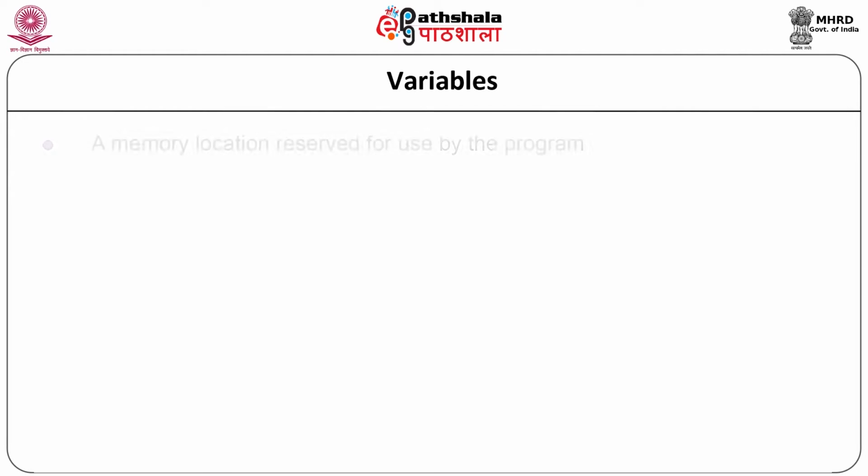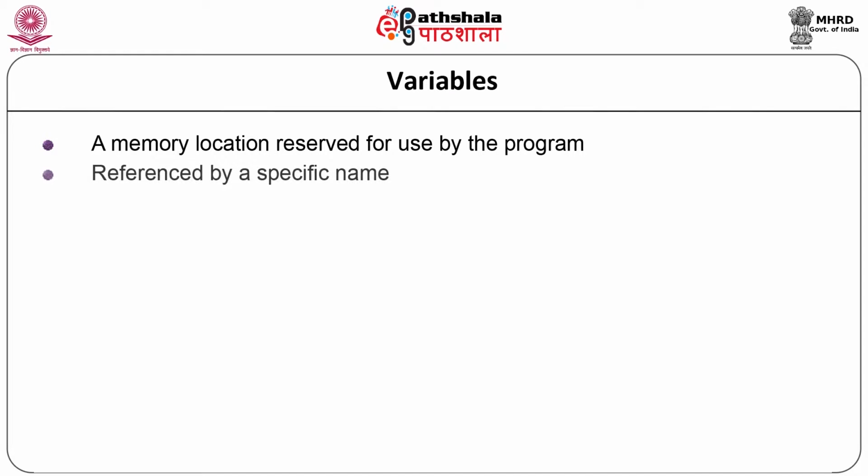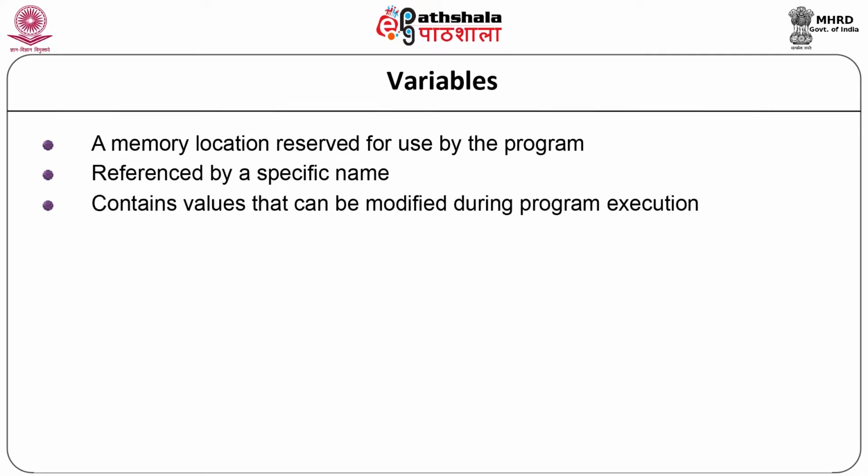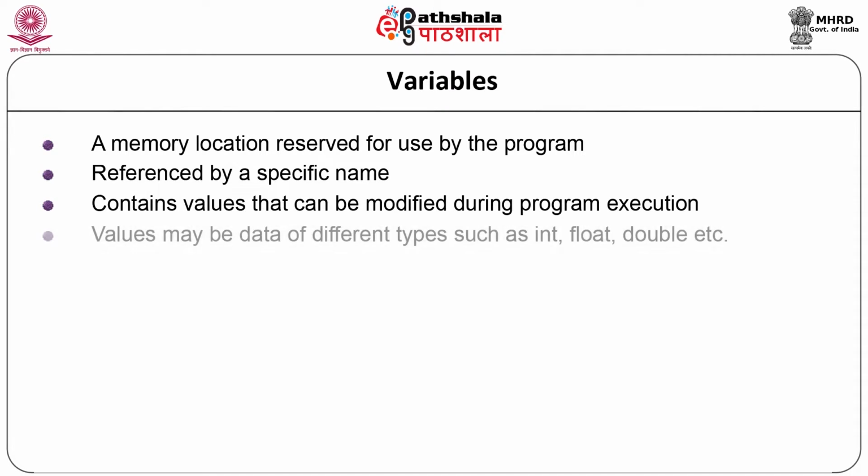A variable is a memory location reserved for use by the program and is referenced by a specific name. A variable contains values that can be modified during the program execution. The values may be data of different types such as integer, float, double, etc. Before using the variable, it should be declared by stating the data type of value that the variable contains.